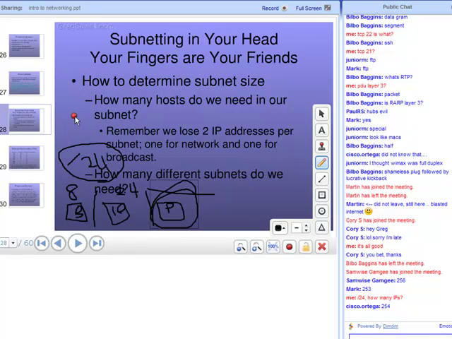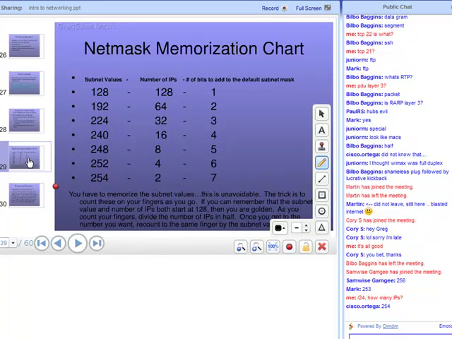We'll say 256 addresses because we've got 1 big subnet. We'll just say we've got 256 routed to us. And so for 8 addresses, we're going to need to look over here at this chart. What this chart is, we're looking for 8 addresses. And right here is the subnet value.